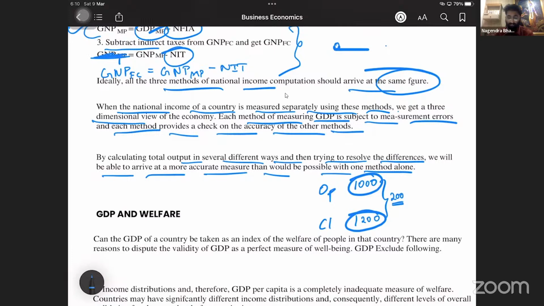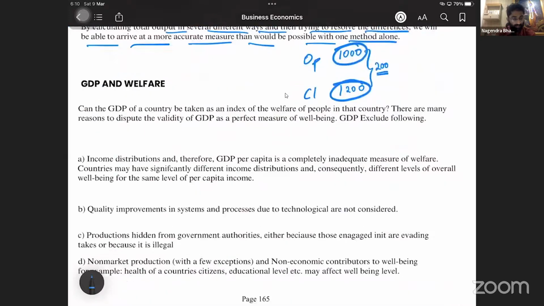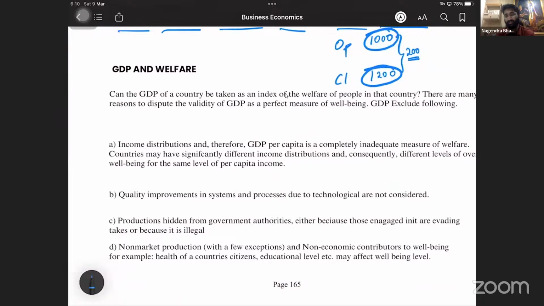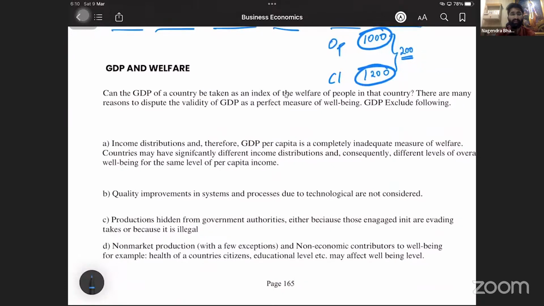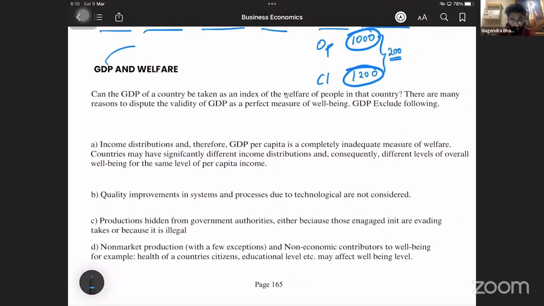Lastly, GDP and welfare. Why do we require GDP and what is the connection of GDP with welfare? Can the GDP of a country be taken as an index of the welfare of the people? No. Especially in a place like India, no.